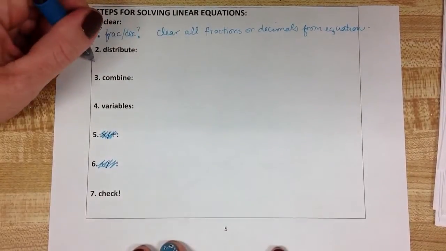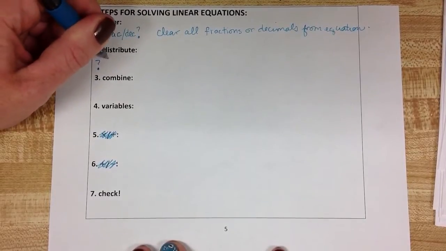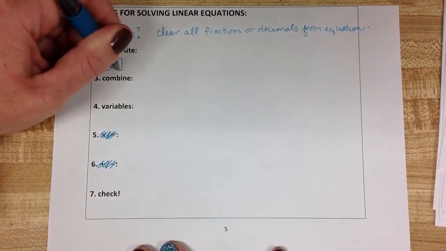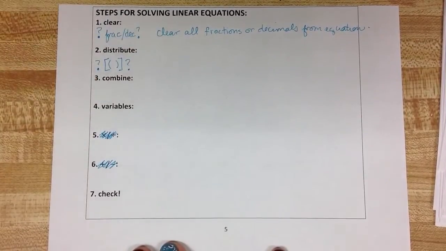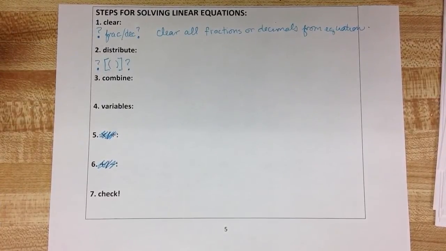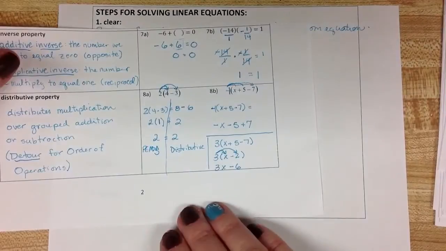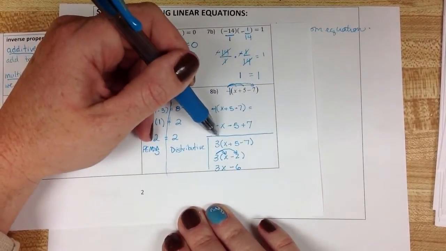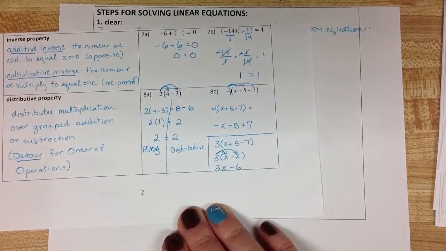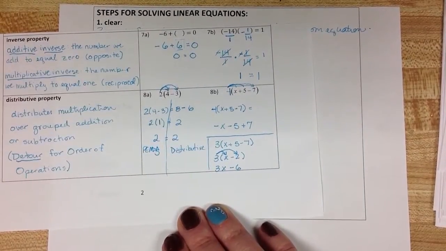The second question that you want to ask yourself is, are there any brackets or parentheses in your problem? If there are, you want to use the distributive property, just like we used in the previous section. You'll remember the distributive property is where we can distribute a constant on the outside of a set of parentheses over the numbers that are on the inside.